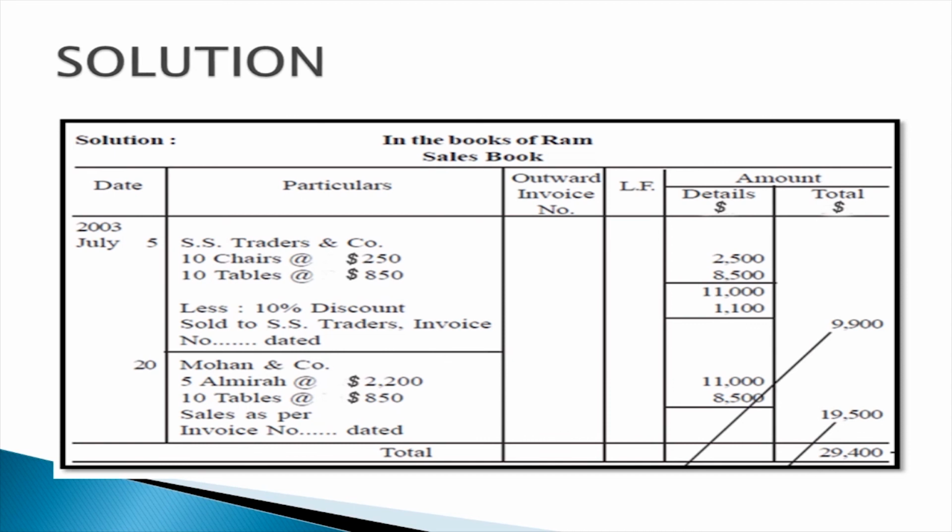Next one is the transaction which took place on 20th of July, that is sold 5 almirahs at $2,200 each and 10 tables at $850 each to Mohan and Company. The price of 5 almirahs is 2200 into 5, that is $11,000, and 10 tables is $8,500. So the total becomes $19,500. At the end, we will find the grand total is $9,900 plus $19,500, which is equal to $29,400.